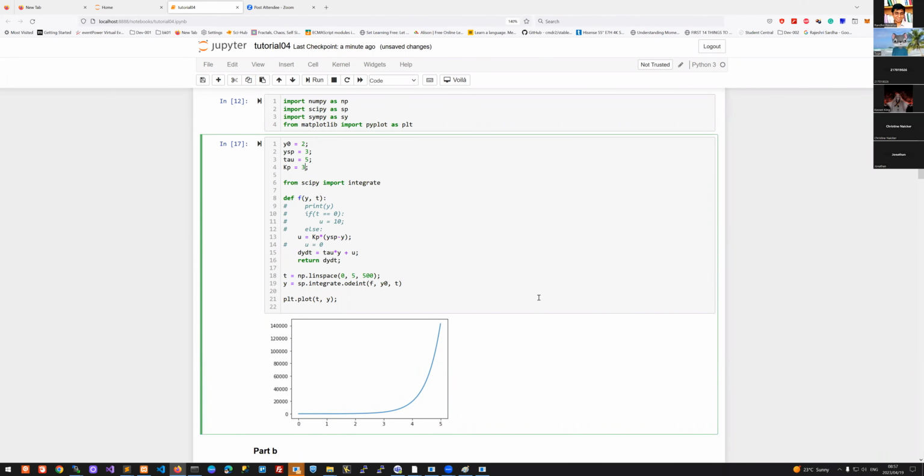And now let's try a bigger value. Let's try 30. And now you see we do start at 2, and we are reaching a steady state. It's not quite the steady state we want. We wanted a value of 3, but that's what we get for this KP value.